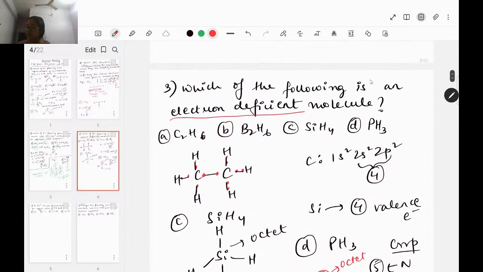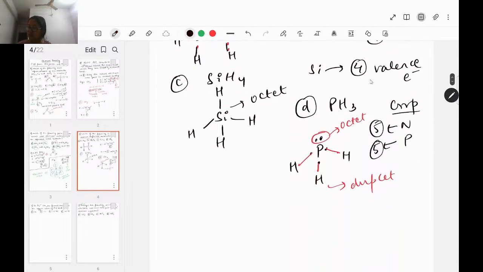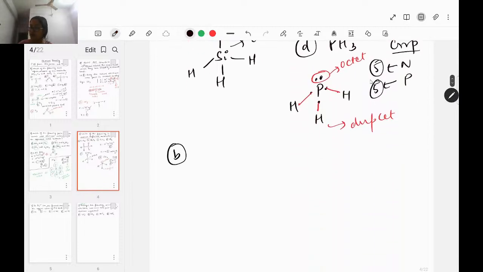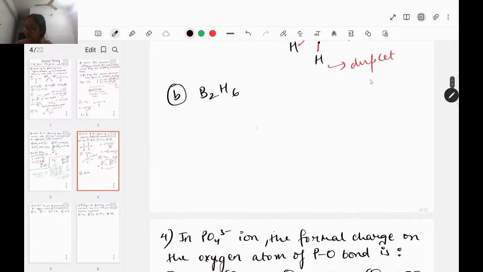Now what is left? B2H6. B2H6 is the answer, and that's why I showed it to you last. How does B2H6 look? There are 2 boron atoms, so we draw 2 borons like this, and there are 6 hydrogen atoms. If we divide the hydrogens between the 2 boron atoms, each boron atom gets 3 hydrogen atoms. So over here there are 2 hydrogen atoms bonding.